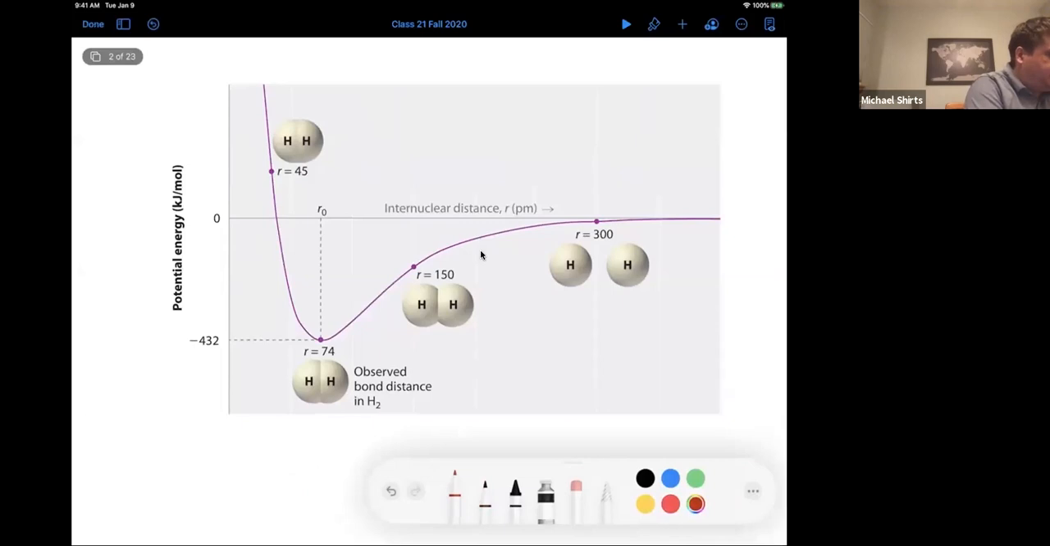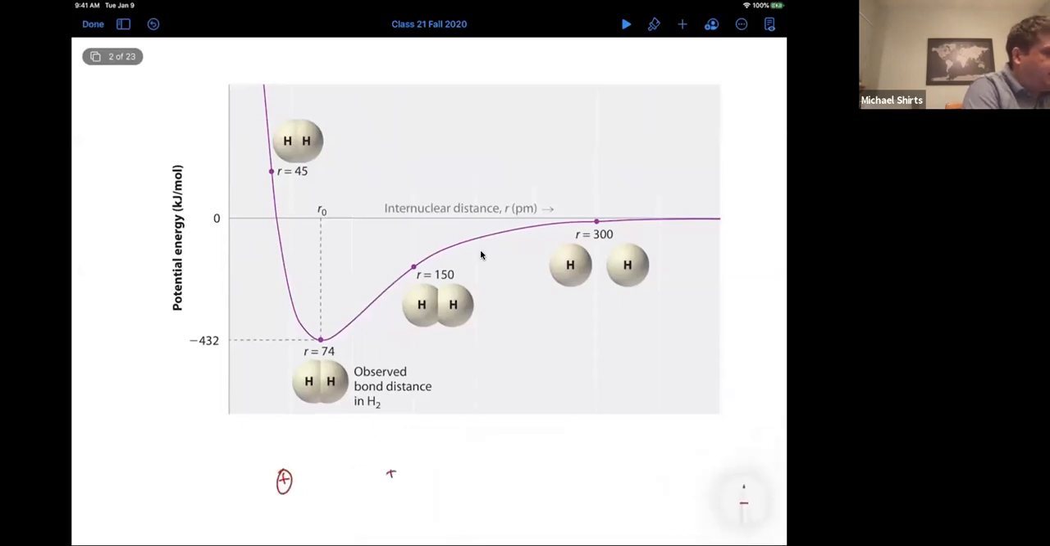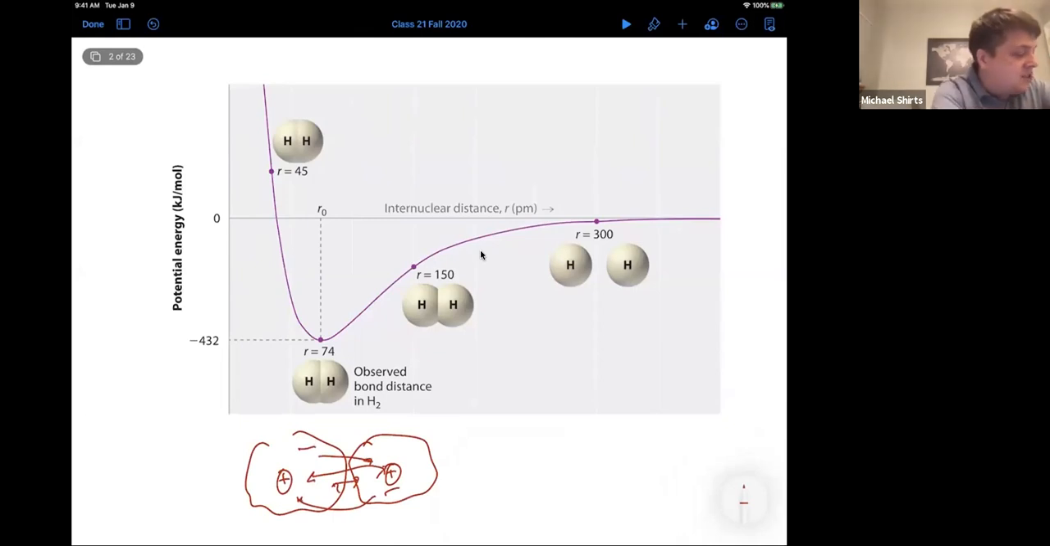If you have the nuclei here and the electron cloud around it, there's a trade-off. As you get closer, the electron clouds are repelling, and the nuclei are repelling as well, but you also have this electron cloud attracting this nucleus, and this electron cloud attracting this nucleus. So there's a lot of very complex behavior happening. It turns out that at a certain distance, you get the minimum possible energy. If you get any closer than that, the nuclear repulsion starts to overpower the total energy.